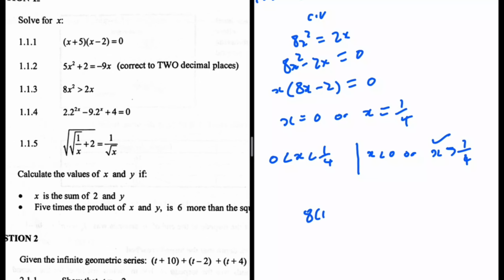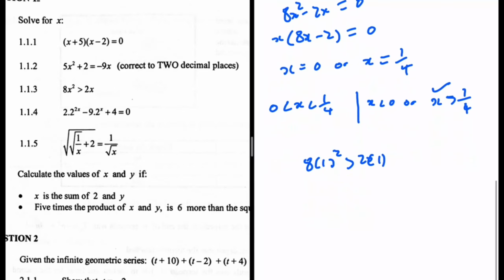So 8 multiplied by 1 squared is greater than 2 multiplied by 1. So 1 squared is just 1. 8 greater than 2. Is 8 greater than 2? Yes, 8 is greater than 2. So we know that that is our solution, and the other interval will not hold. We can test to see whether that holds or not. A number between 0 and 1/4 is 1/8. If you substitute 1/8 there, you should get an inequality that does not make sense.